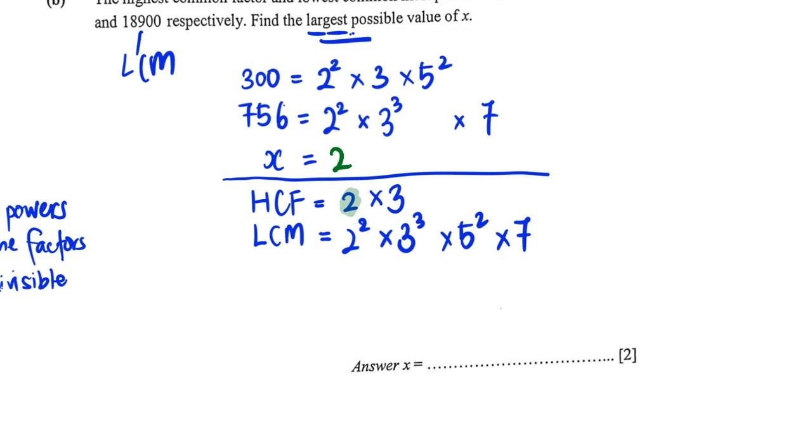And since it comes from 300 already, and we do want the largest possible value of x, so I go all the way to the max. This 5 square as well, since it already comes from 300, I can also go all the way up for x as well, so that when I choose the LCM, I choose 5 power 2. Same goes for 7, because our target is to find the largest possible value of x. And therefore, final answer, this one will actually give me 9,450.